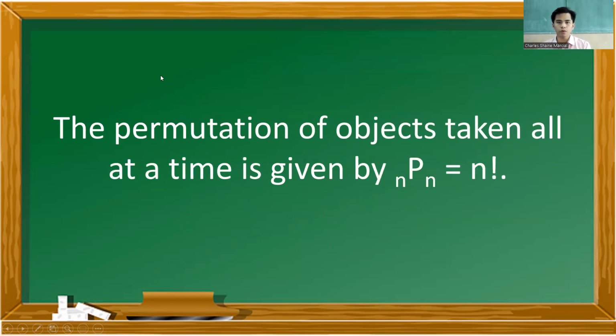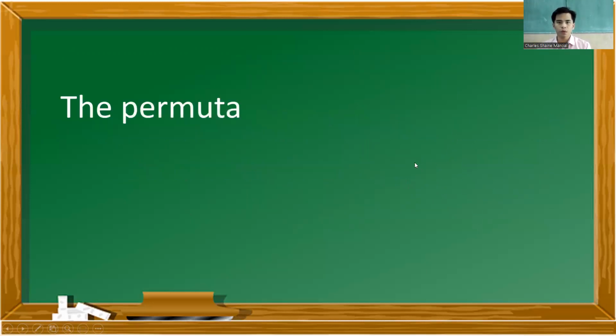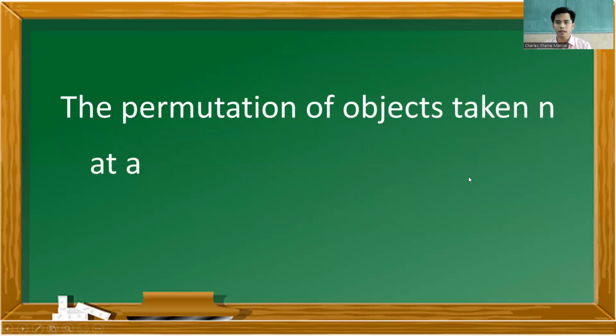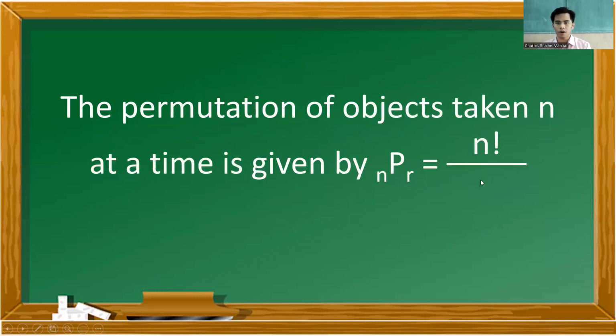Okay, so a quick review. The permutations of objects taken all at a time is given by nPn is equal to n factorial. Okay, pag taken all at a time, n factorial yung formula natin. And for taken few at a time, ang gagamitin naman natin is nPr is equal to n factorial over the quantity of n minus r factorial.